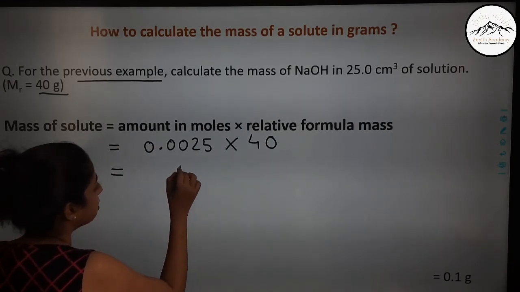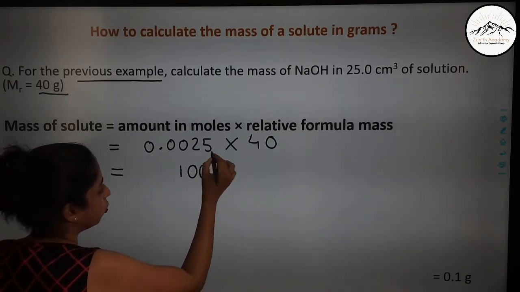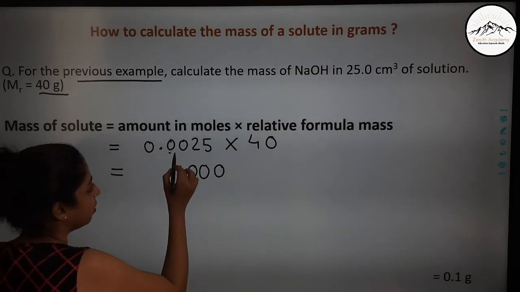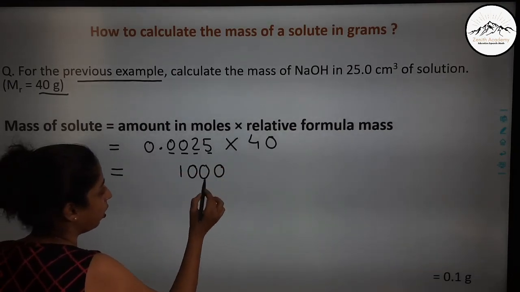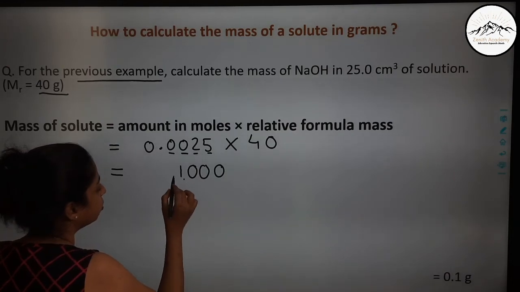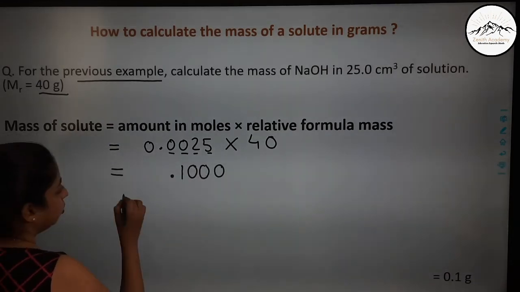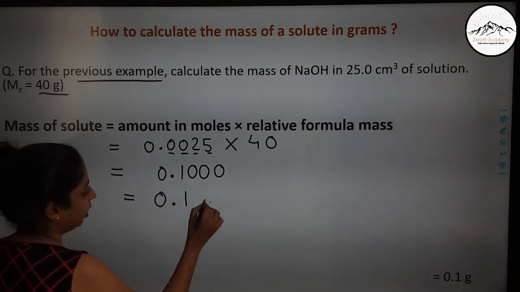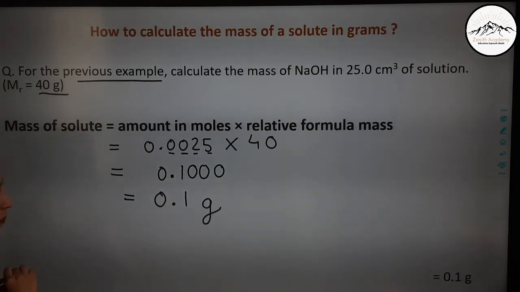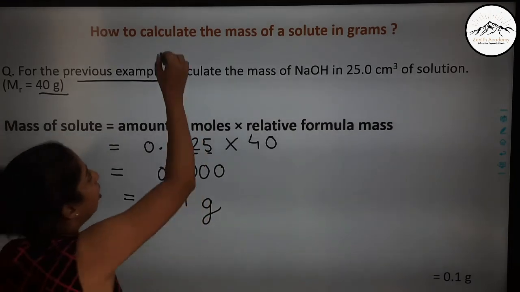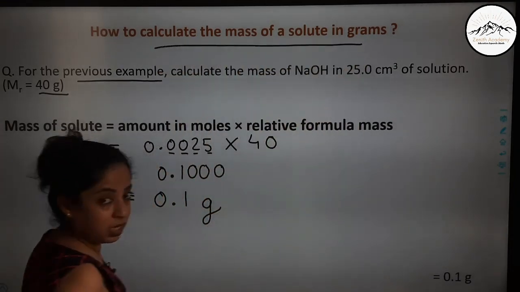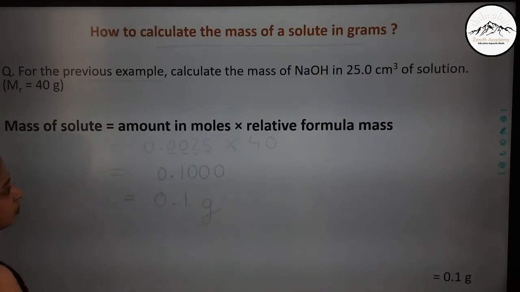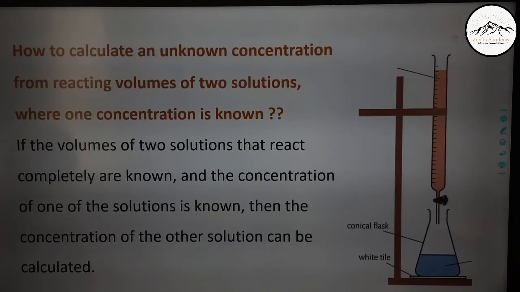25 into 4 is 100. So 25 into 40 is 1000. And since after decimal there are 1, 2, 3, 4 places, so the point comes here. So the answer is 0.1 gram. So now we know how to calculate the mass of the solute in grams. Let's go ahead. Let's see some other different types.